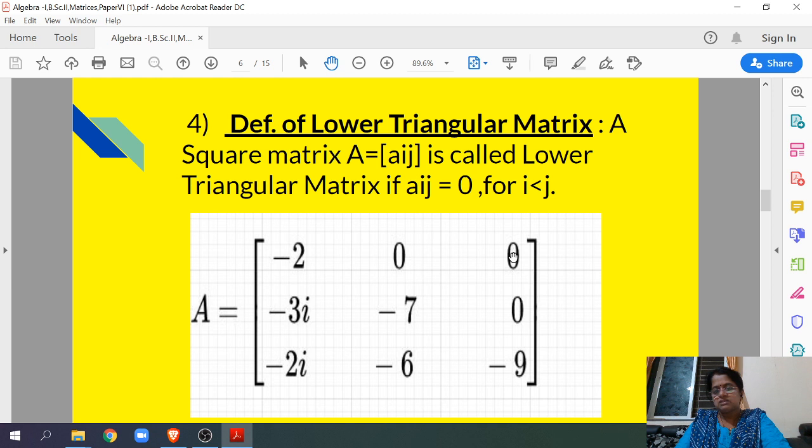Here A13, therefore 1 is less than 3, therefore this number will be 0. This 0 belongs to A23 element, that should be 0 because 2 is less than 3, and this is the example of a lower triangular matrix. Now these elements will not be 0 because for these numbers there is no i less than j, and therefore they may be any numbers.